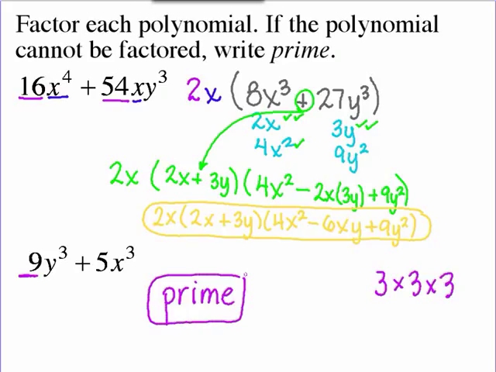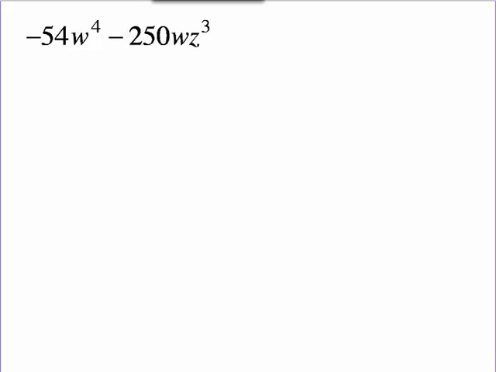All right, so we're going to go ahead and look at another one. Negative 54w to the 4th minus 250wz cubed. So now, very first thing we do, we look to see if we can take out something in common. So what is in common with the negative 54 and the negative 250?